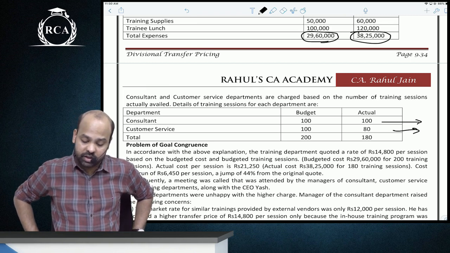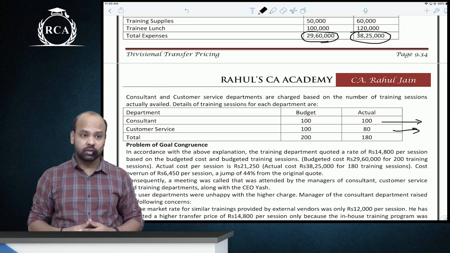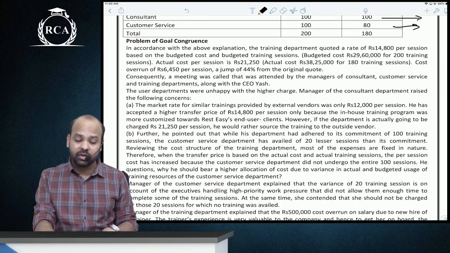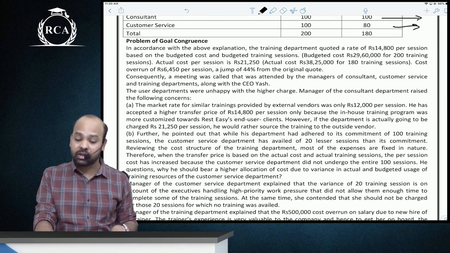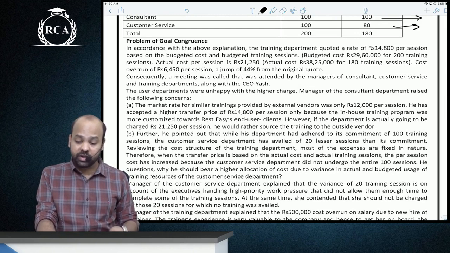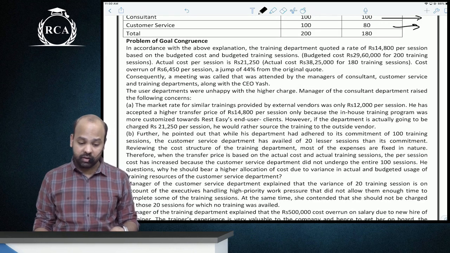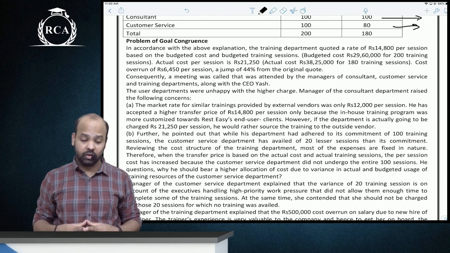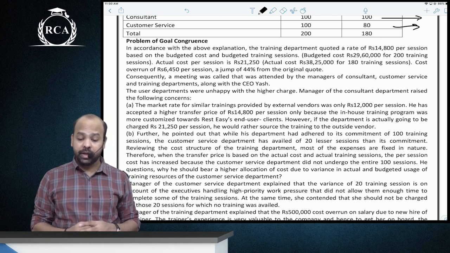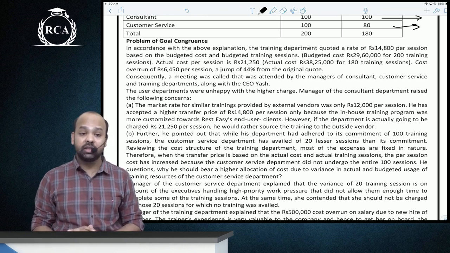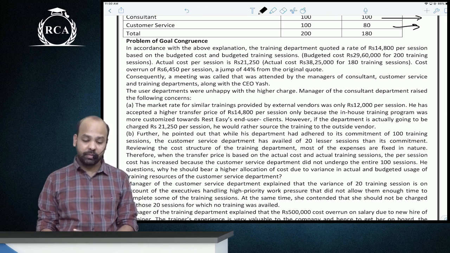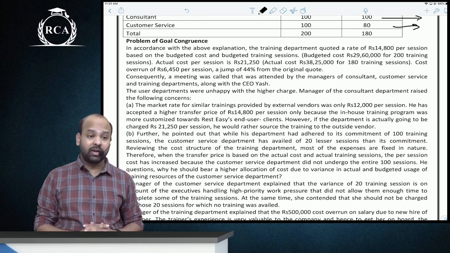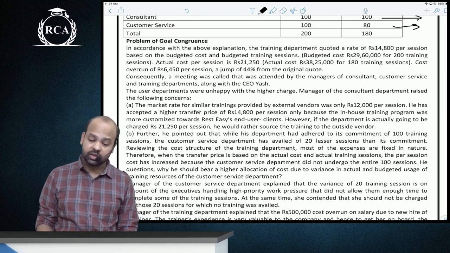In accordance with the above explanation, guys, okay, all this is given. In accordance with the above explanation, the training department quoted a rate of 14,800 per session based on the budgeted cost and budgeted training sessions. The actual cost per session turned out to be 21,250, guys. Cost overrun of 6,450, a jump of 44% from the original quote. Consequently, a meeting was called that was attended by the managers of consultant, customer service and training departments, along with the CEO Yash. The user departments were unhappy with the higher charge.